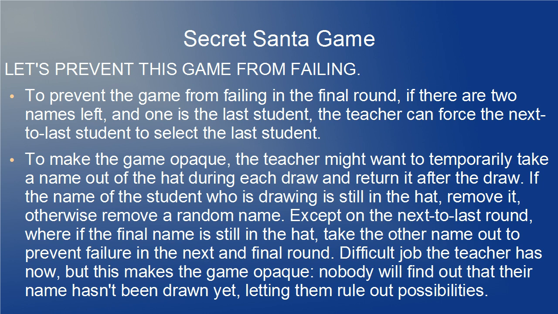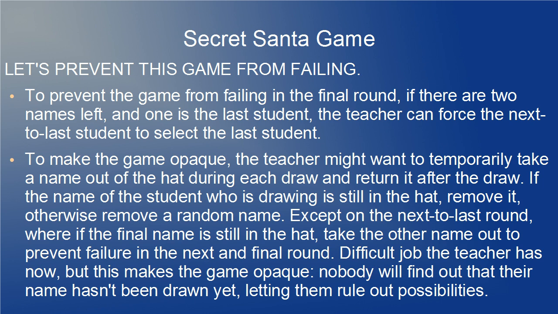If the name of the student who is drawing is still in the hat, remove it. Otherwise, remove a random name. Except on the next to last round, where if the final name is still in the hat, take the other name out to prevent failure in the next and final round. Difficult job the teacher has now, but this makes the game opaque.